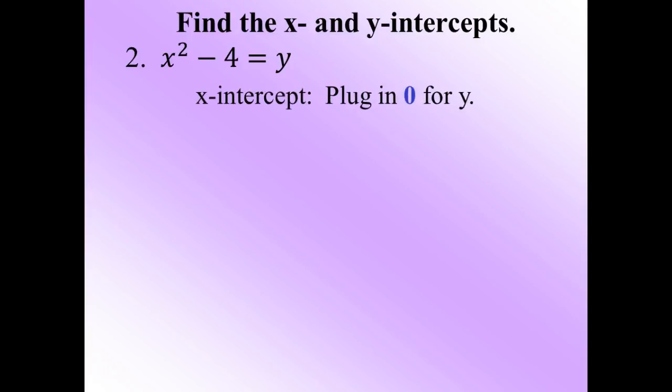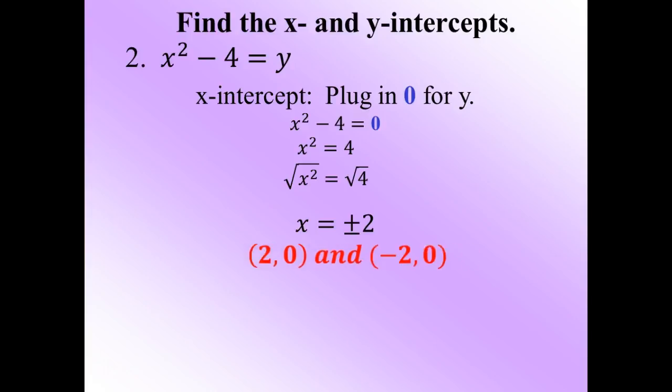Well, to find the x-intercept, we're going to plug in 0 for y. Then we're going to add 4 to both sides because we're solving for x. And since we have x squared, we're going to take the square root. That undoes a square on both sides of the equation, and that gives us the answer x is equal to plus or minus 2. Wow, we have two x-intercepts in this case, 2, 0 and -2, 0.